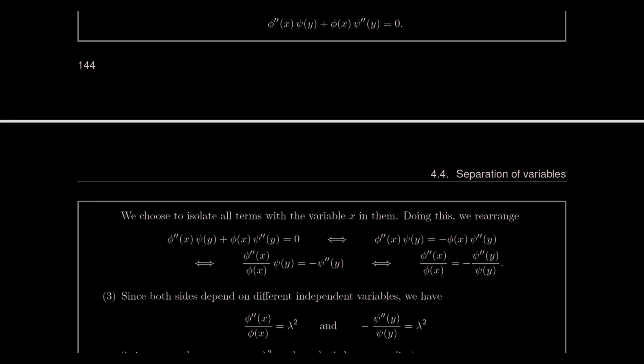And we need to isolate all terms with one of the variables, right? So let's isolate all terms with the variable x in them, which means I'm looking at this phi and this phi, and I'm going to bring them to the left-hand side. You go through your basic algebra to do that, and you recover that phi double prime of x divided by phi of x is negative psi double prime of y divided by psi of y. And then the nice thing about separation of variables, the most important part about separation of variables, is once you've done this, once you've isolated everything with one variable to the left-hand side, both sides must be a constant.